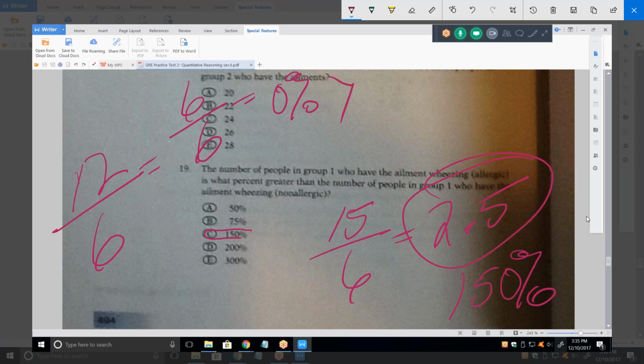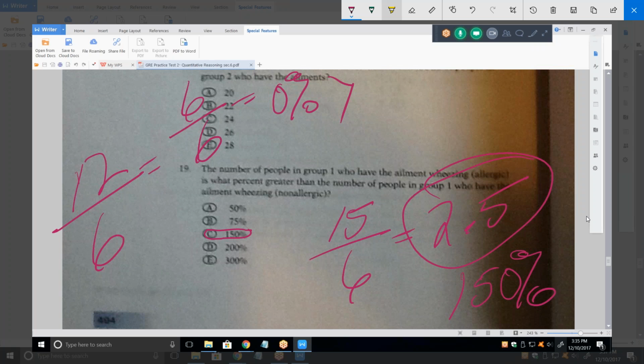So, okay, I'm sorry. This is not an easy concept to understand. 15 minus 6 equals 9, right? Right, and then we're going to take 9 divided by 6 to come up with our answer. And that comes up with, hold on. 9 divided by 6 is 1.5. And that's how you get 150. Wow, that's tricky. It is a little tricky.